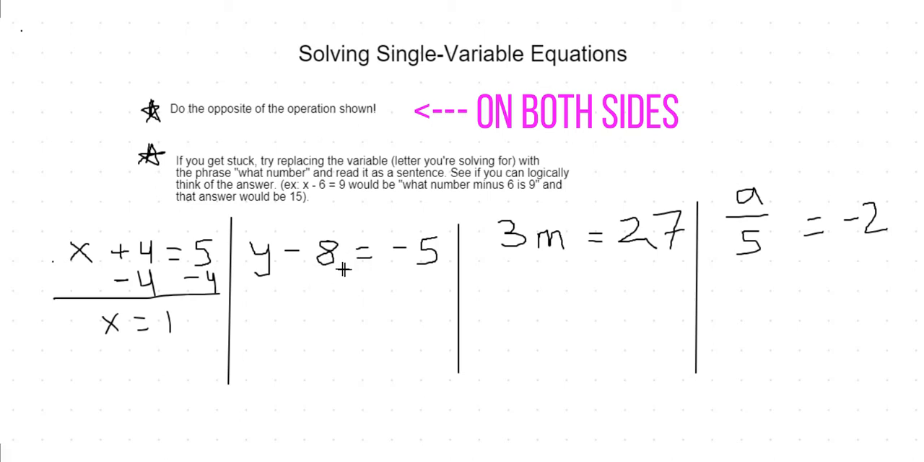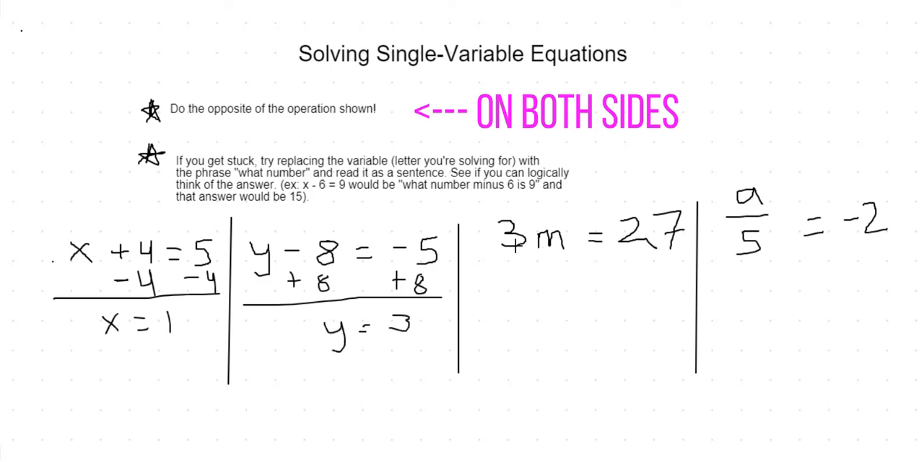Equals 5 minus 4 is 1. This problem, y minus 8 equals negative 5. Opposite of minus 8 is plus 8. So I put a plus 8 here, and I put a plus 8 over here. I just draw this line to separate the steps. Minus 8 plus 8, they cancel. Negative 5 plus 8 is positive 3. So y equals 3.